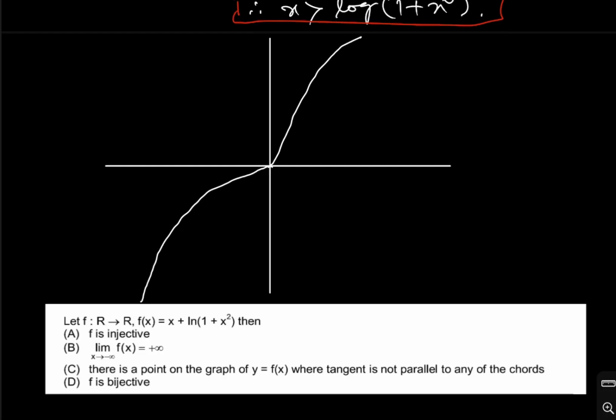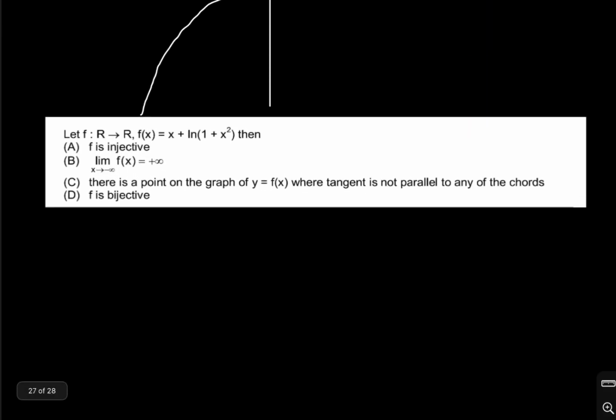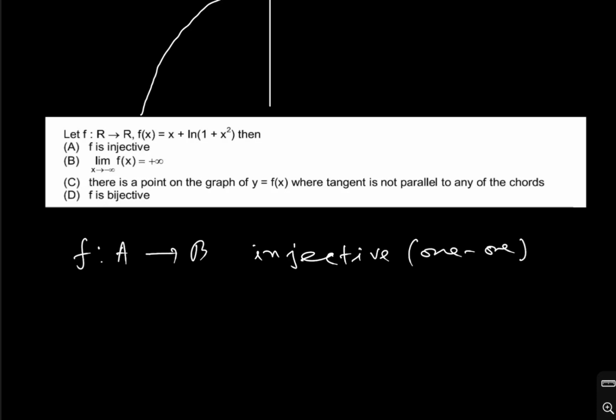Option A, f is injective. Now students, we will learn another thing, the geometrical interpretation of a function when it is injective. Just remember the definition of injective. If a function from A to B is injective, that's one-one, when for two different values in the domain, for two different points, we will have distinct values of this function.